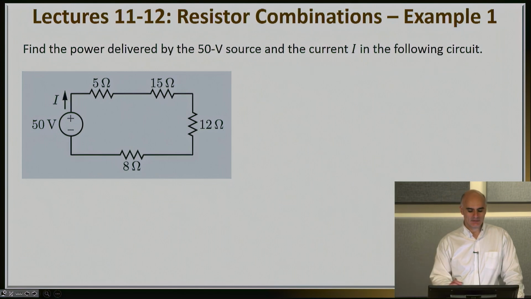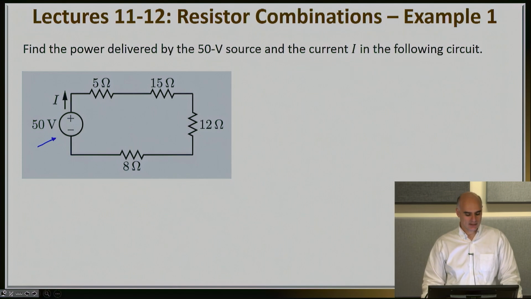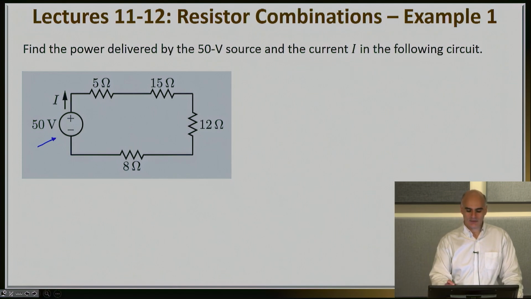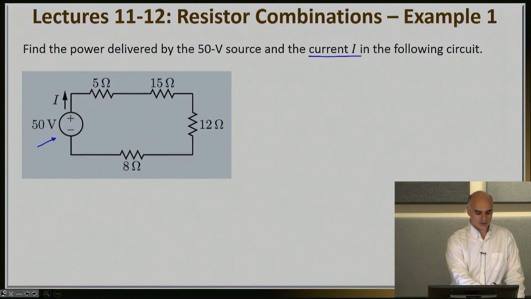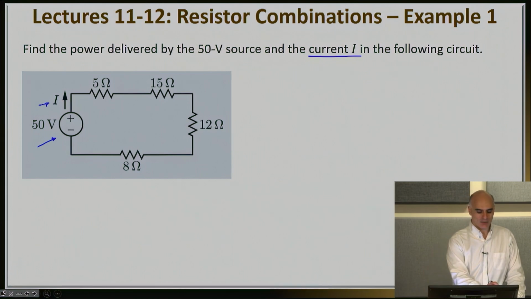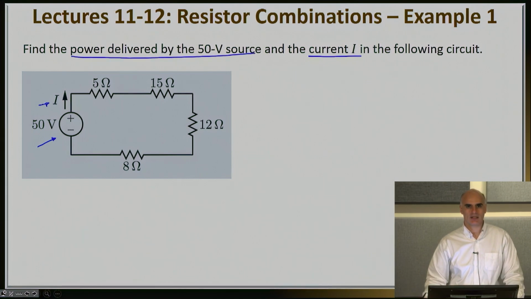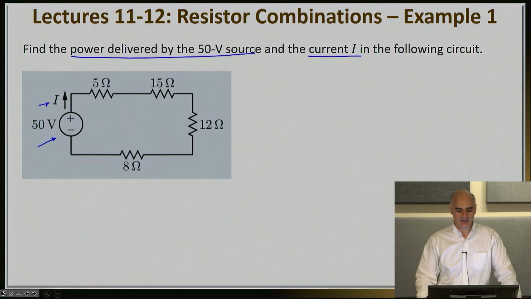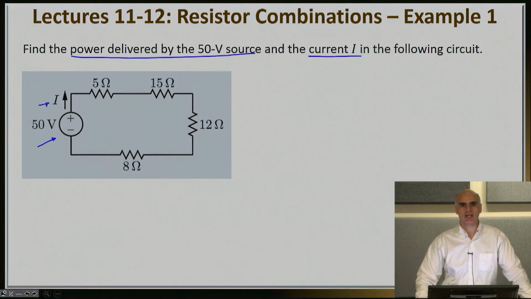We have a 50-volt voltage source exciting four resistances connected in series, and we are asking for the amount of current I that we are drawing out of that source. And we're also asking for the power that this voltage source is delivering to the circuit. Now, this is a very simple case, but still, let's go step by step to make sure that we all grasp the picture here.